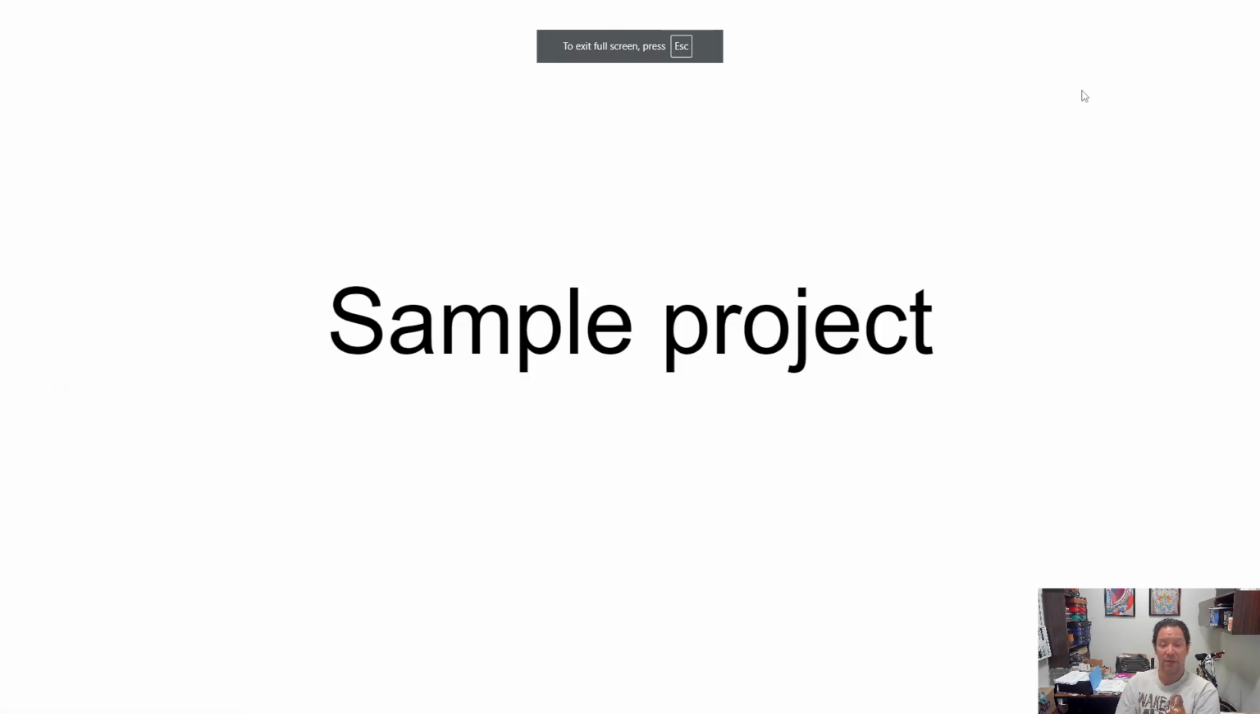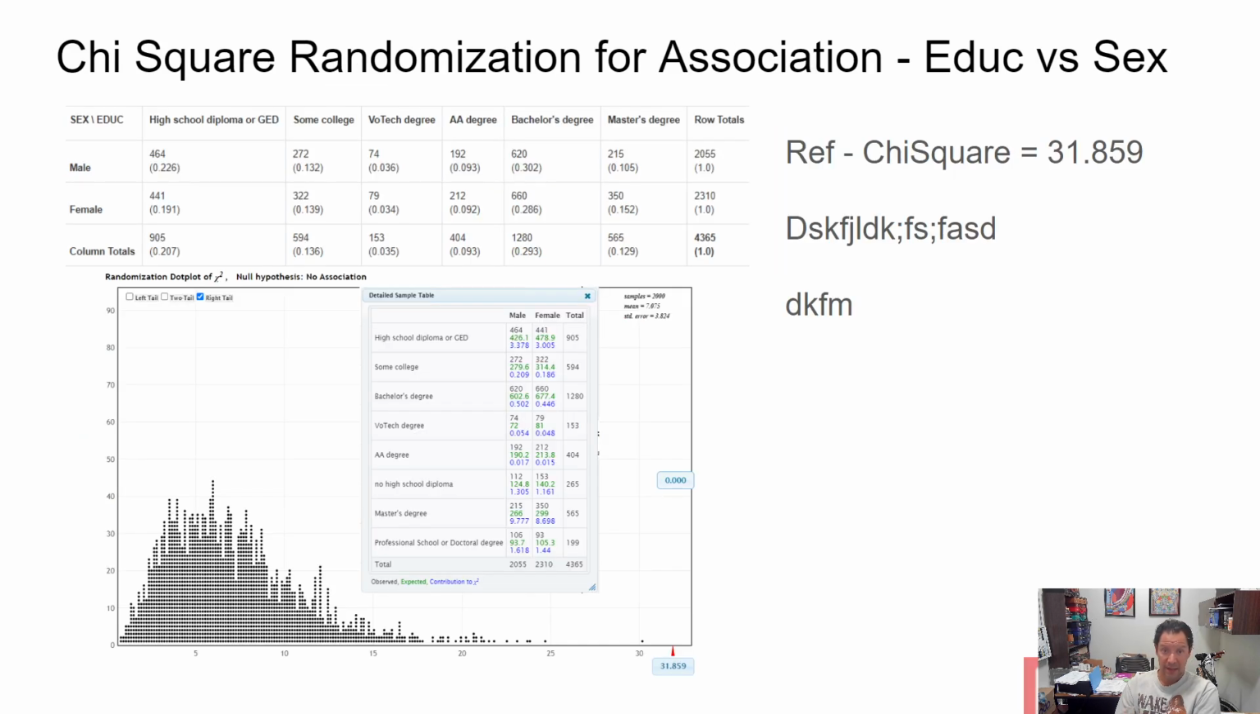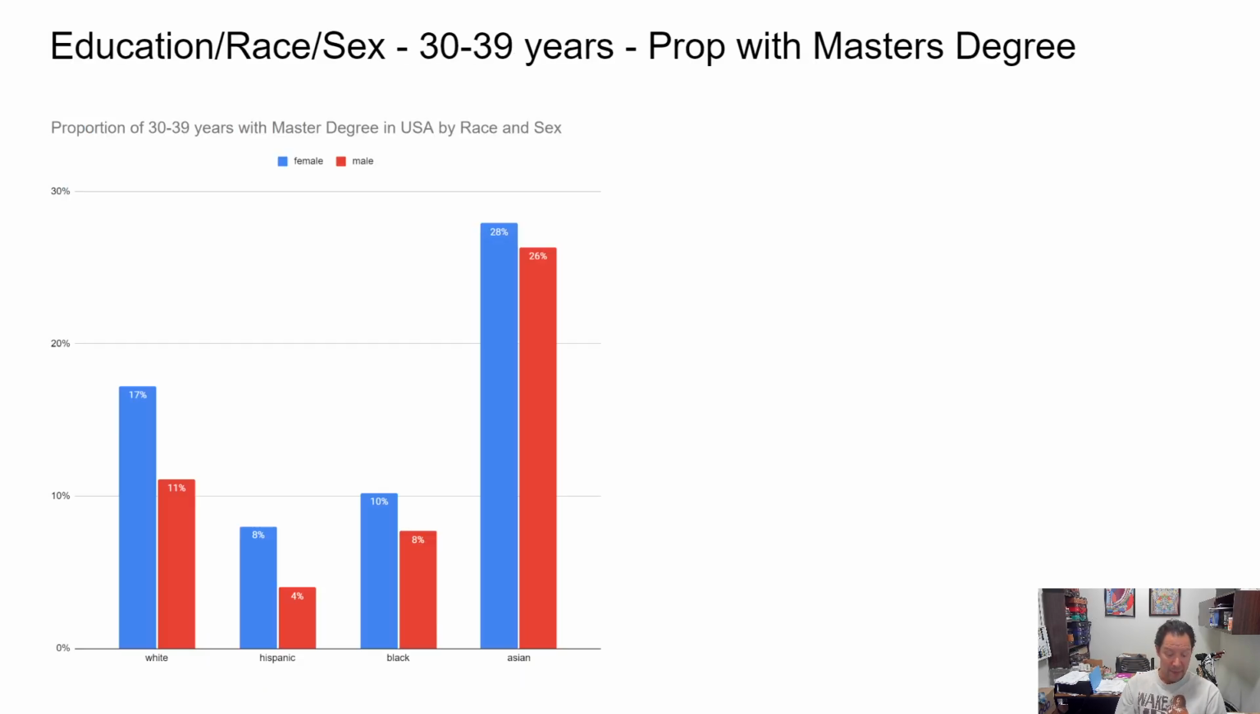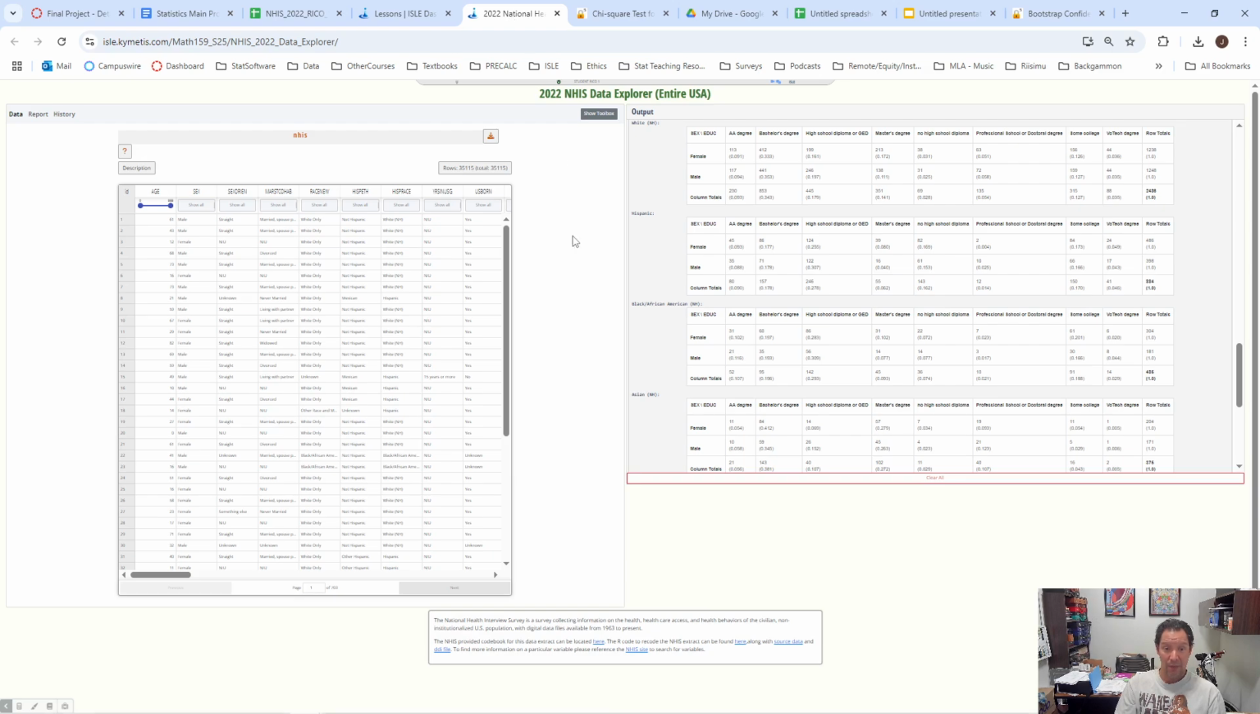This is the start of a project, right? I started an analysis. I looked at two variables, education and sex. I then looked at chi-squared randomization for association. I wanted to see if there was an association. And probably before I would have actually done this three variable analysis, I would have gone after this analysis and just looked at race versus education to see what differences there were.